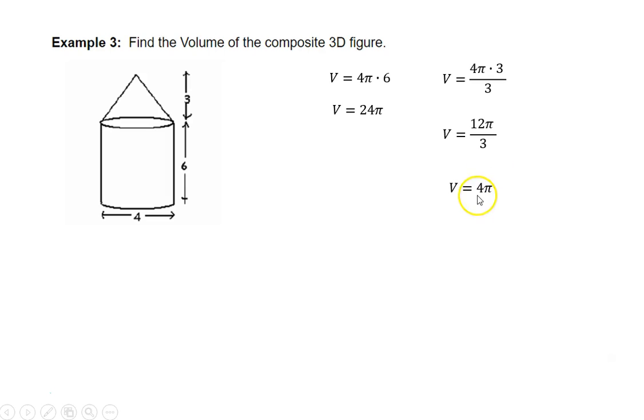So we have the volume of just the cone, and we have the volume of just the cylinder. Therefore, the volume of this entire figure here is going to be 28 pi because 24 pi plus 4 pi is 28 pi. So the volume of the composite three-dimensional figure will be 28 times pi.